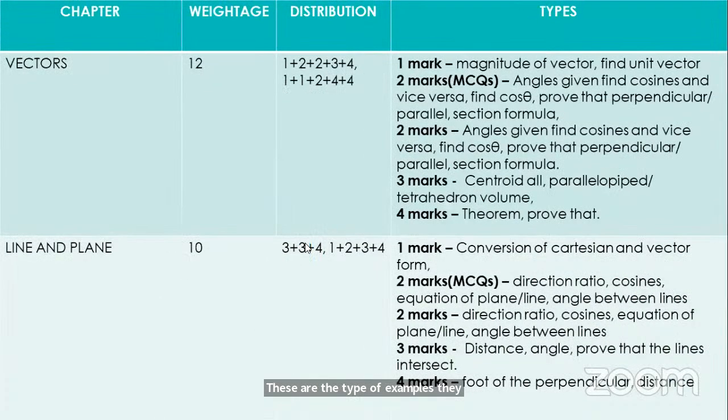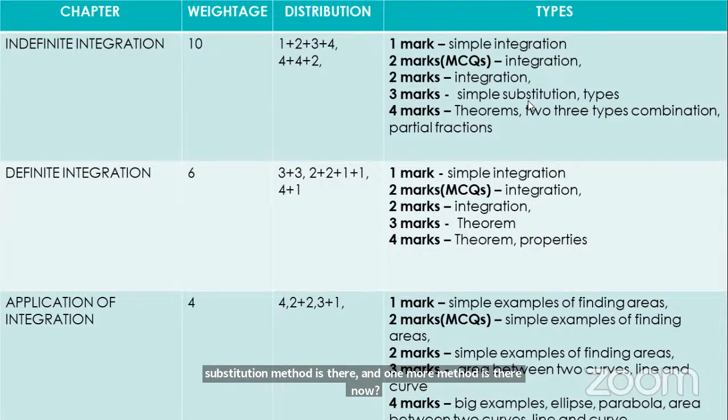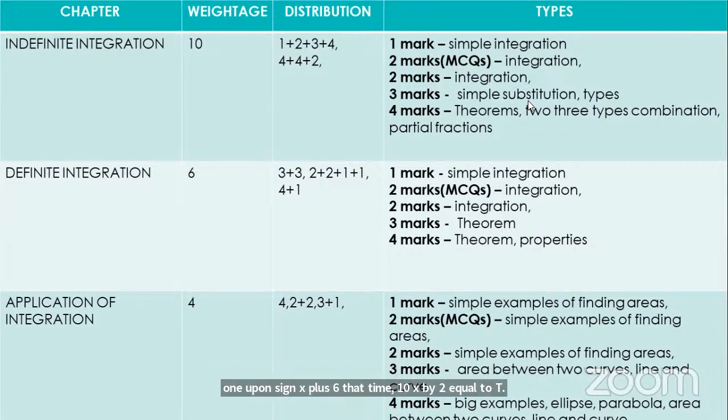Now in integration, simple substitution also they will ask for 3 marks. Normally for 3 marks, the substitution method is there and one more method is there. For 1 upon sin x plus cos x, at that time you take tan x by 2 equal to t. That type of examples for 3 marks. And even partial fraction also they will ask. I have not written it here, but partial fraction will be there.